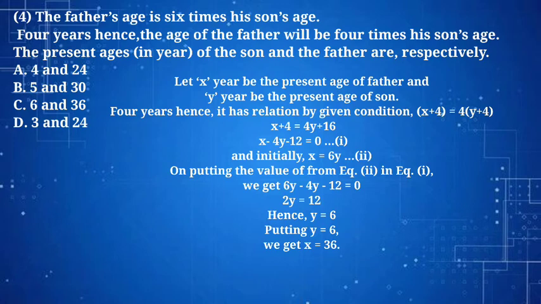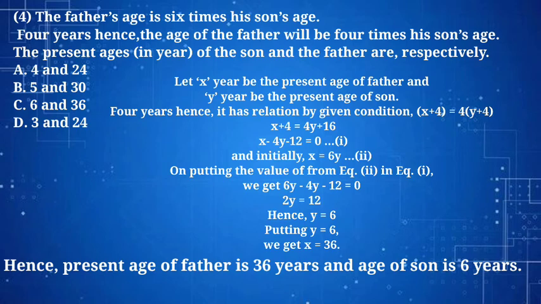Already we have written x equal to 6y as equation number 2. Then substituting x equal to 6y in equation number 1. So 6y minus 4y minus 12 equal to 0. Then you will get y equal to 6. So y equal to 6, substitute in equation number 2, x can be written as 6 into 6, that is 36. So x is the present age of the father and y is the present age of the son. So the correct option is C, 6 and 36.